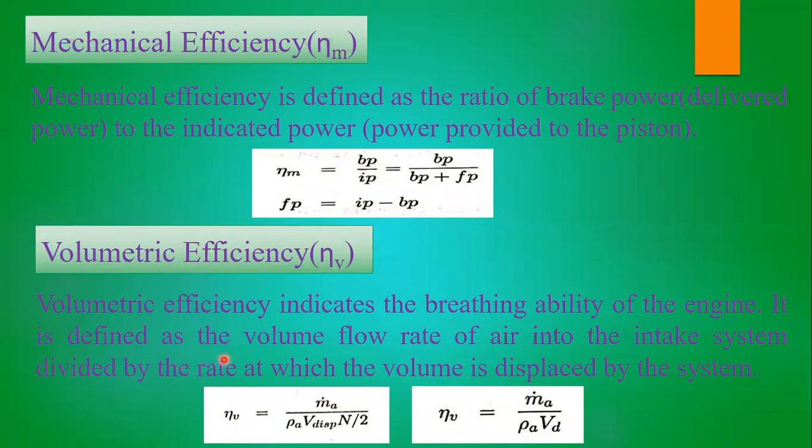It is defined as the volume flow rate of air, or mass flow rate of air, into the intake system divided by the rate at which volume is displaced by the system. The same definition is placed here with another meaning. Previously we defined this in another way, but we have changed the names. The definition is the same, just the names changed. So here, mass flow rate of fuel by mass rate of air.